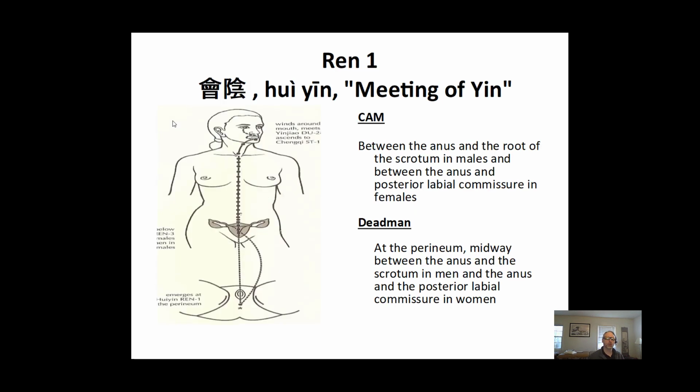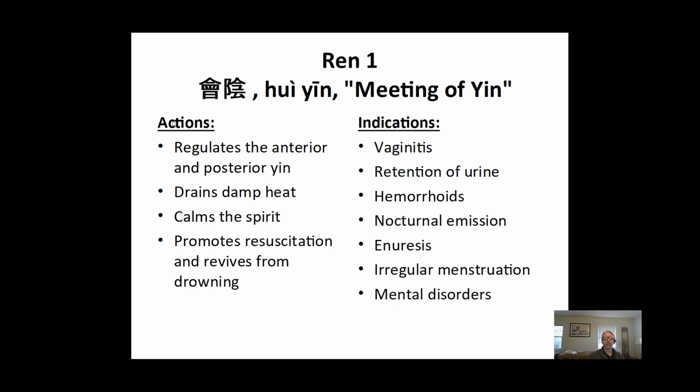So that leads us to our first point. Our first point is Ren 1. It's at the perineum, midway between the anus and the scrotum in men, and the anus and the posterior labial commissure in women. Regulates the anterior and posterior yin.